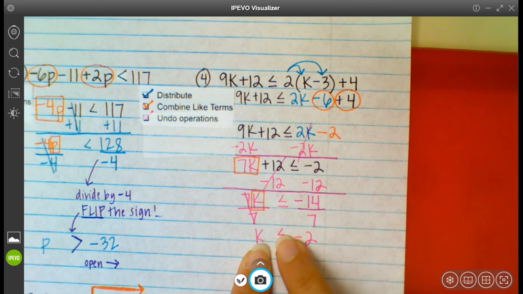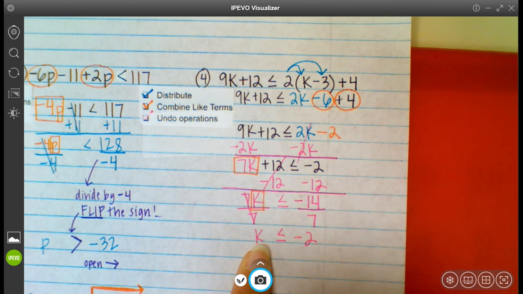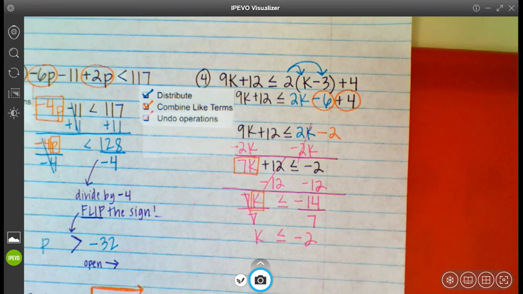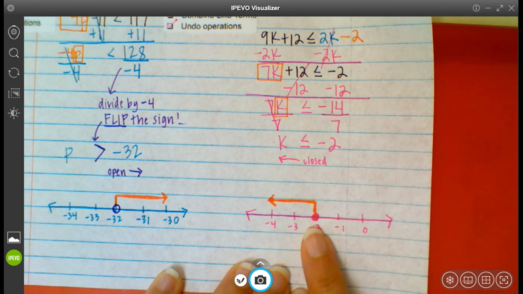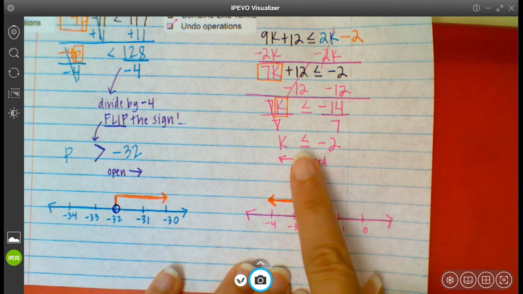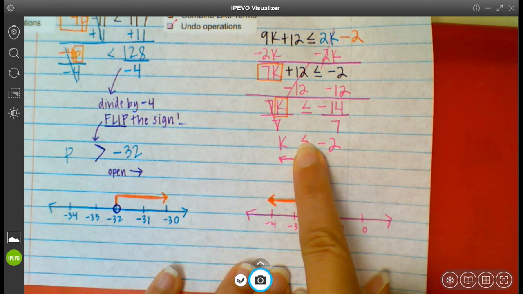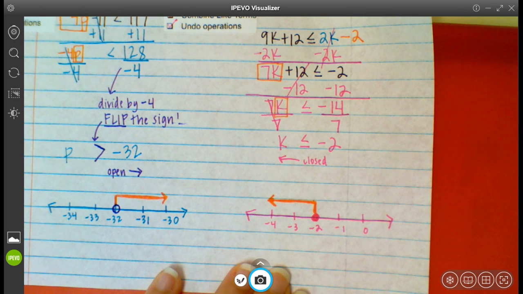Notice this is a less than pointing to the left, and it also has an equal. So this means that we will be closed and pointing to the left. So we'll graph our number line. On negative 2, you put your closed dot, and you point your arrow facing to the left. All right, guys, time to practice.